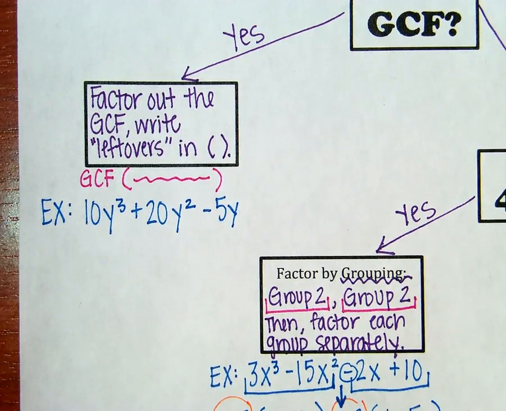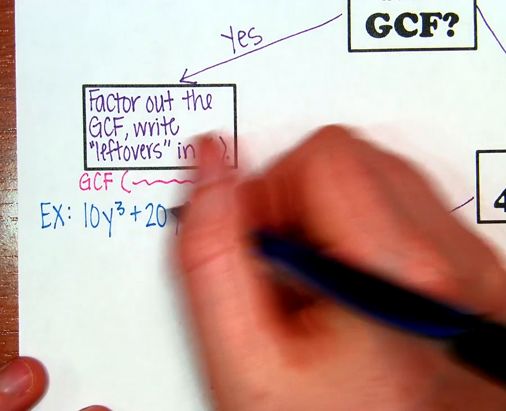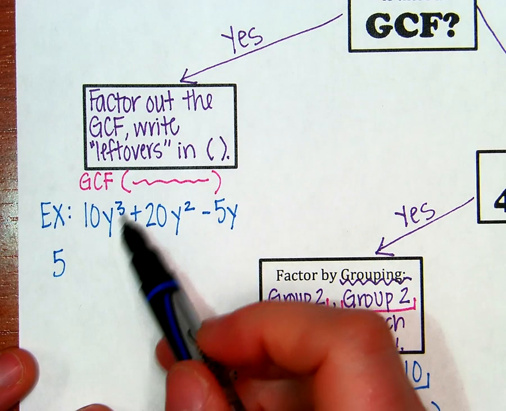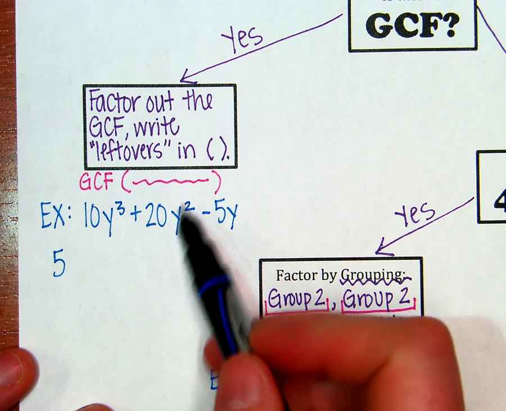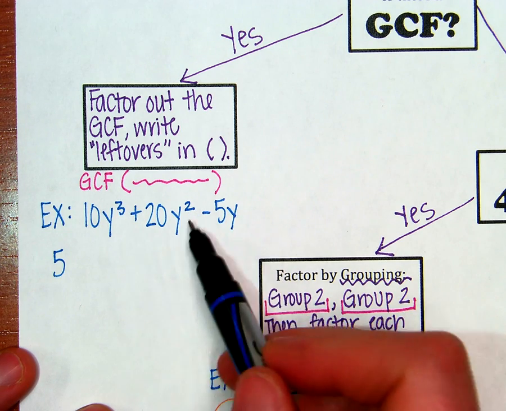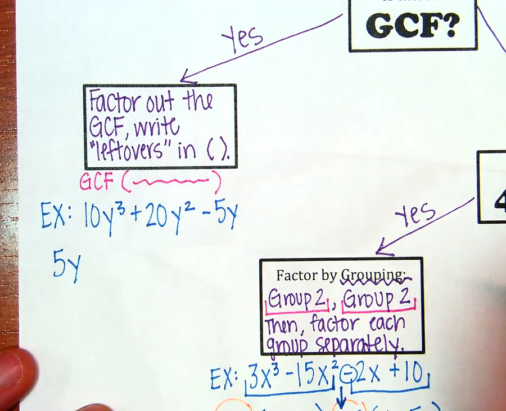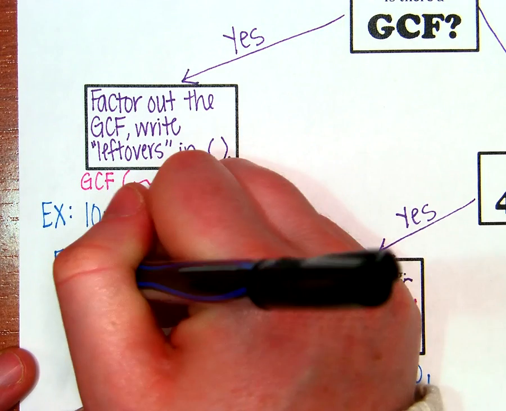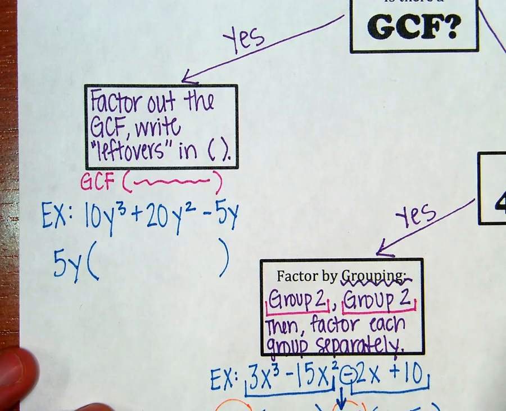So if you take a look, 10, 20, and 5, 5 is the greatest number that goes into all 3 of those, so I would take that out front. You've got to make sure you look at the letters as well. I have y cubed, y squared, and y. In common, they each have at least a y in common, so I'm going to take 5y out. And then my leftovers get put in the parentheses.